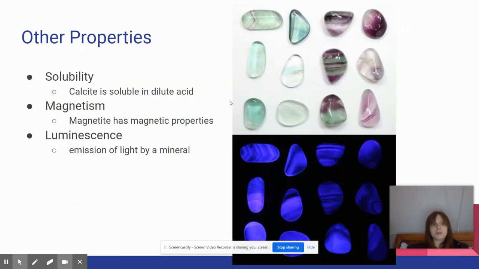Other properties include solubility, in which calcite is soluble in diluted acid, magnetism, in which magnetite has magnetic properties, and luminescence, which is an emission of light by a mineral. To the right, you can see fluorite is reacting to light that was shined on it.